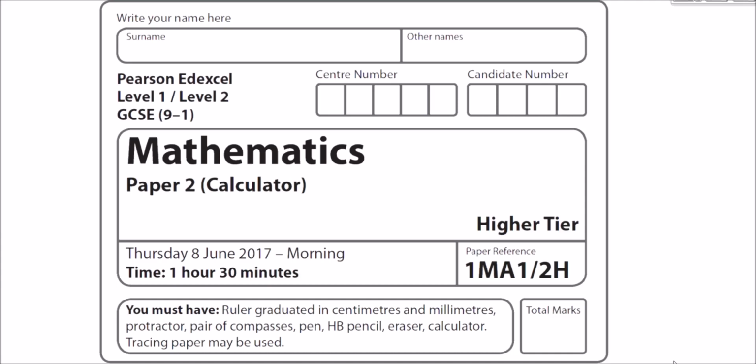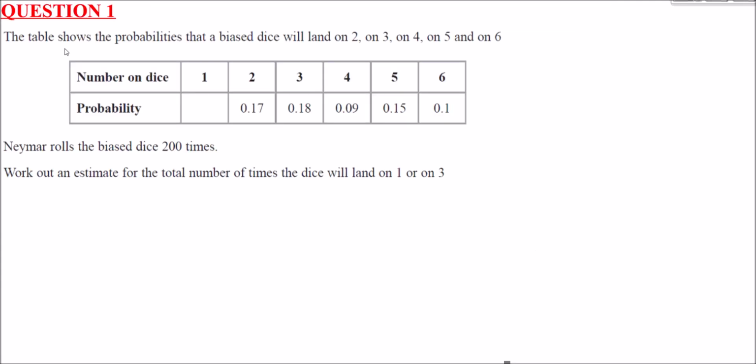So let's have a look straight away at question number 1. Here we've got a table showing probabilities a biased dice will land on a 2, 3, 4, 5 or a 6. So Neymar, a football reference there no doubt, rolls the biased dice 200 times. The dice is biased because the probabilities aren't the same for each side. There should be 1/6 if it were unbiased, but these are slightly different probabilities, so this dice is not fair, it's biased.